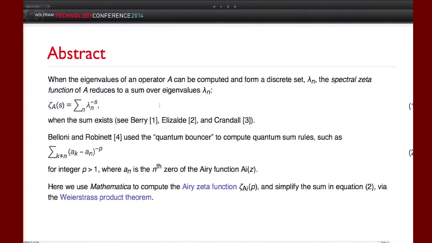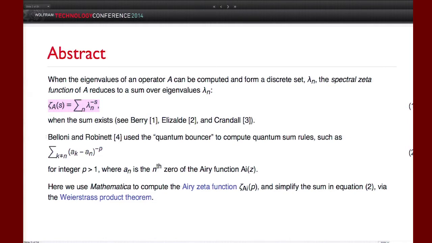the basic idea is that if you have an operator, A, and you can compute the eigenvalues and they form a discrete set, well, you can define something called the spectral zeta function, which in those cases is just a sum over the reciprocal of the eigenvalues to the power of s. And this is the subject of a number of papers by Berry, Alizade, and Crandall, and both Crandall and Berry I know to be Mathematica users. I don't know about Alizade, but he probably is too. So it's a long-term connection.